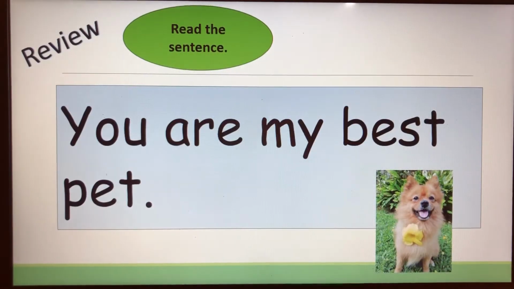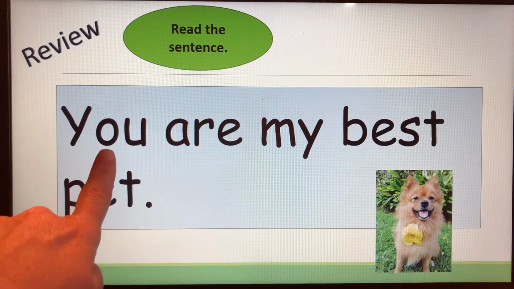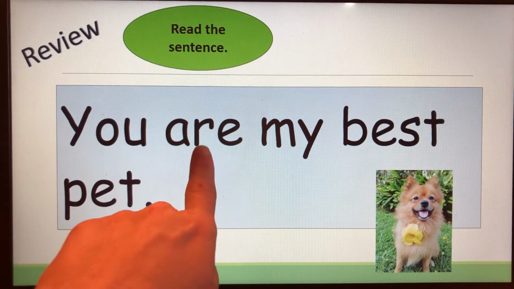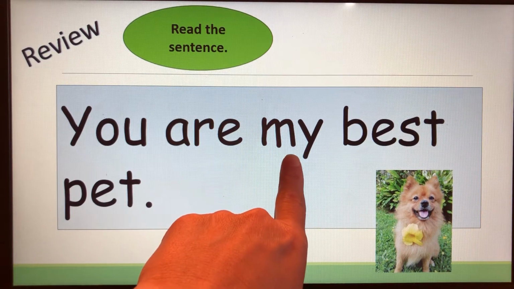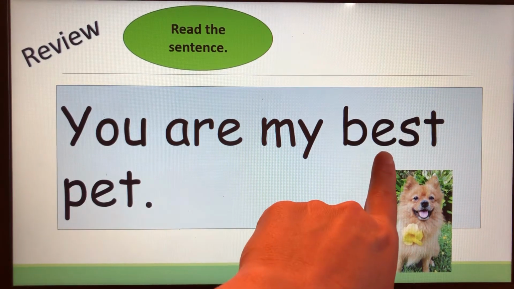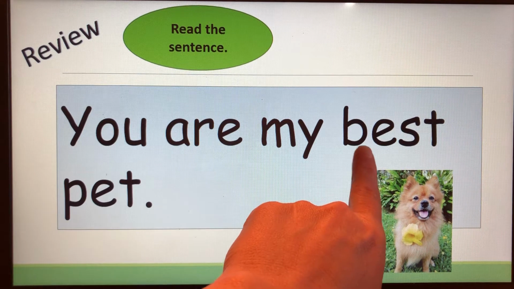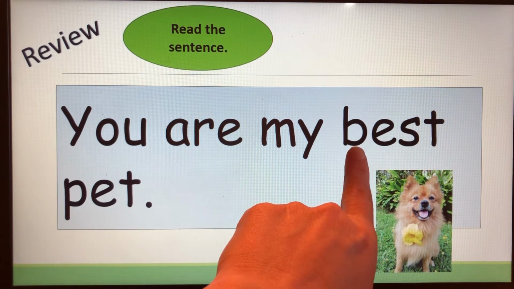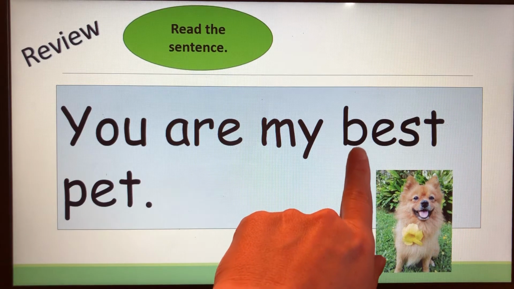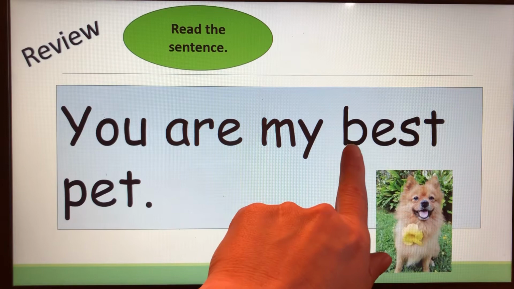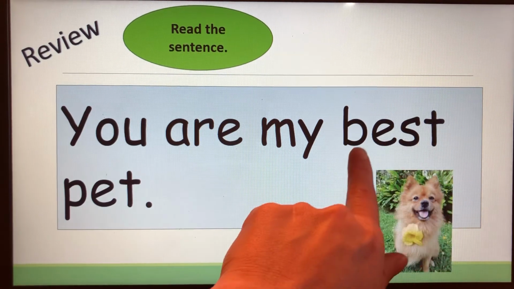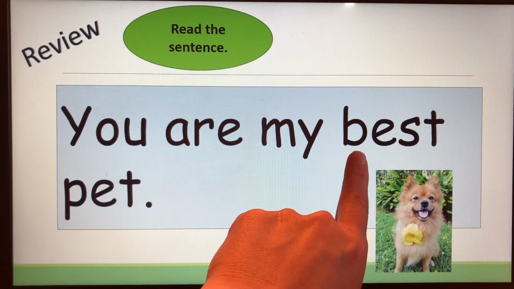And here's our first sentence to read together. Make sure you read with me. You are my... I'm going to help you with this word. You may have already read it, but I'm going to sound it out for anybody that hasn't read it yet. Best. Best. What's the word? Best.